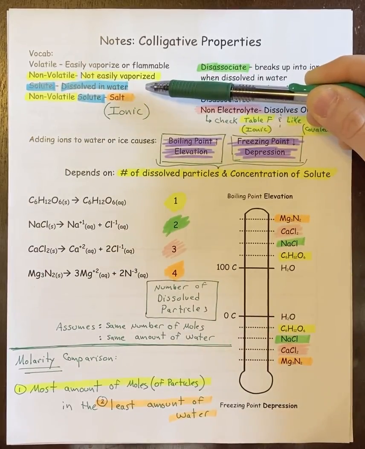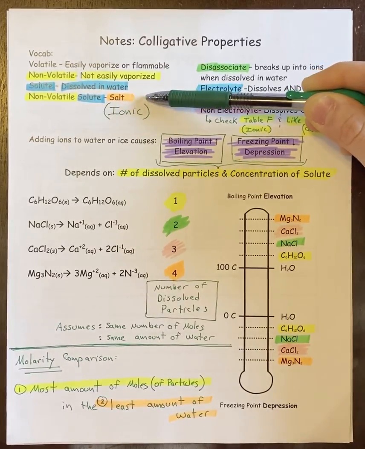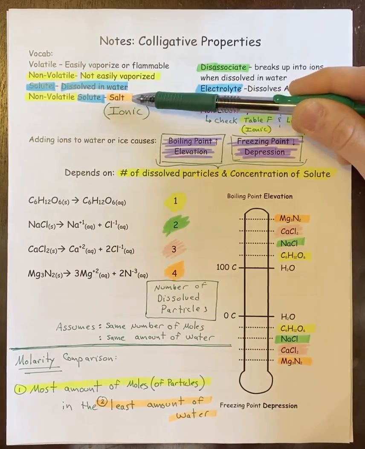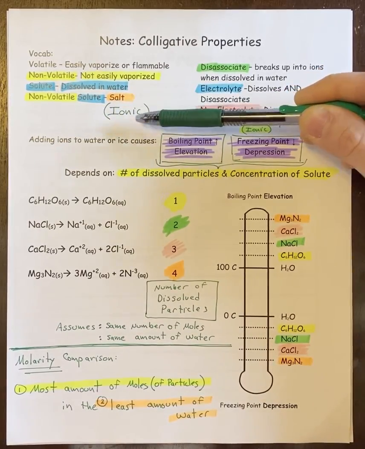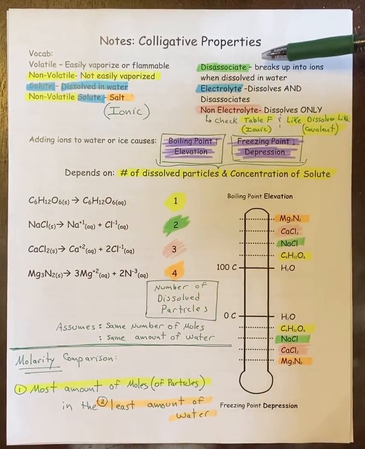A solute is something that dissolves in water, although it doesn't have to be water, it could be anything, but it usually is water. So when you put these together, we get a non-volatile solute, which is basically a salt or anything ionic. These words are synonymous. Calling something a salt is calling it ionic. These words are going to become important as well in the next unit.